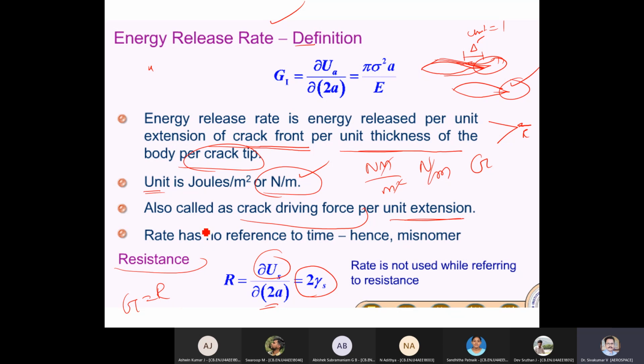The energy release rate and resistance, these two play a crucial role in whether the crack will advance or not. Energy is coming from the system. Resistance is coming from the material. So they will fight each other. Who wins? If G wins, the crack will go further. If R wins, the crack will not go further. All of you got it? Yes, sir. Good.